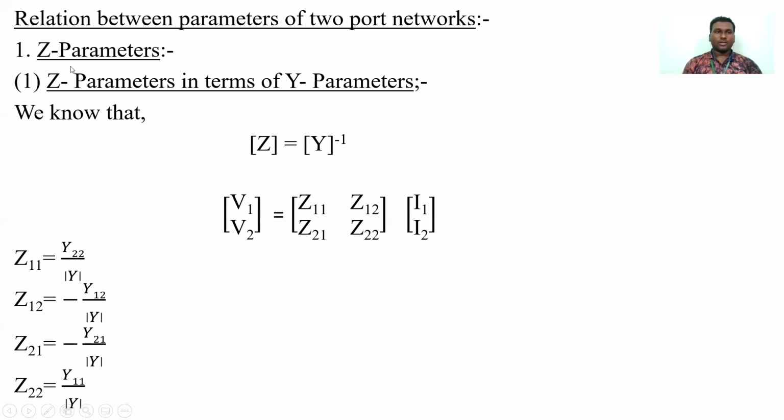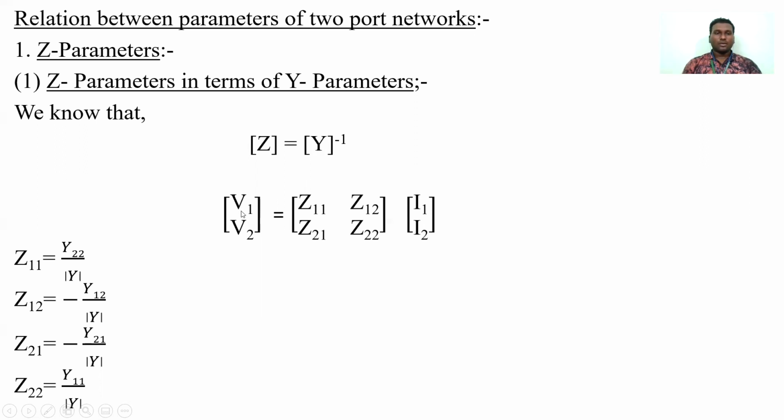We'll derive first for the Z parameters in terms of Y parameters. Previously, the Z parameters were represented in terms of voltage at some port and current at some port. But now we'll represent the Z parameters in terms of Y parameters and see how they are related. We know that Z is equal to Y inverse, that means both are inversely related.